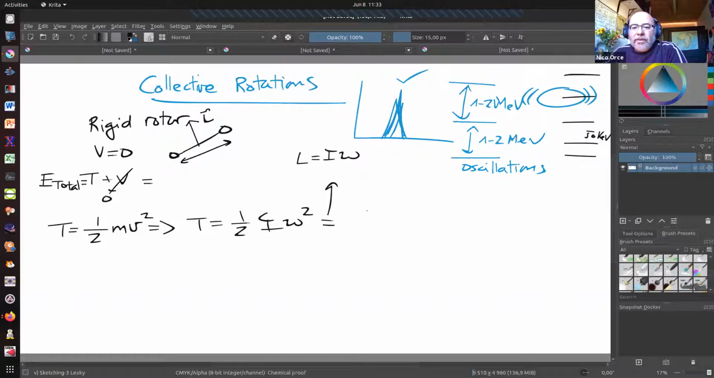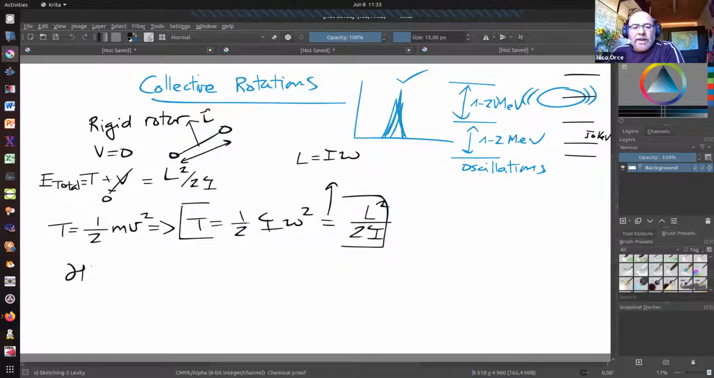So we will have that omega is L over I, and T is 1/2 I omega squared. So we have L squared over 2 times the moment of inertia. And obviously this will be the total energy, L squared over 2 times the moment of inertia of the rigid rotor. Now we can apply quantum mechanics once we know the total energy.